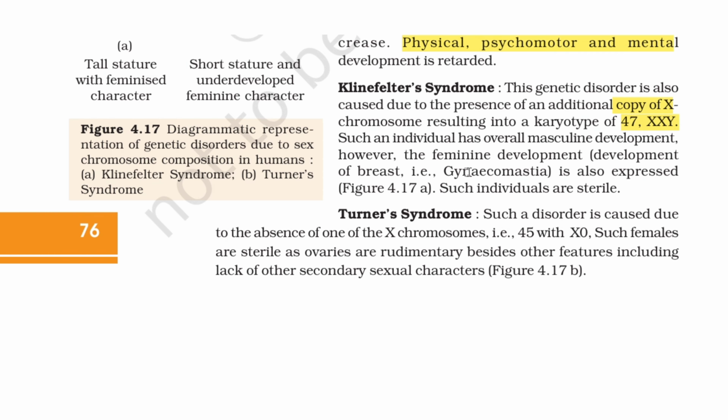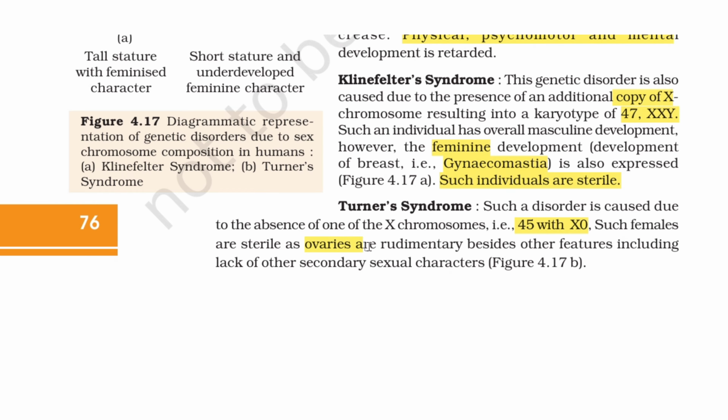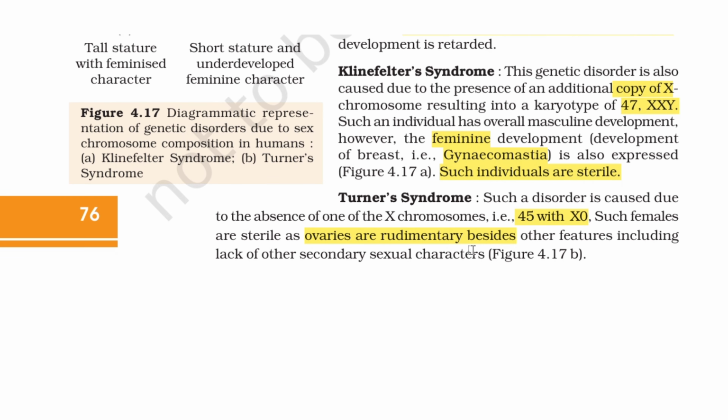Such an individual has overall masculine development, however, the feminine development of breast, i.e., gynecomastia, is also expressed, figure 4.17a. Such individuals are sterile. Turner's syndrome: such a disorder is caused due to the absence of one of the X chromosomes, i.e., 45 with X0. Such females are sterile as ovaries are rudimentary, besides other features including lack of other secondary sexual characters, figure 4.17b.